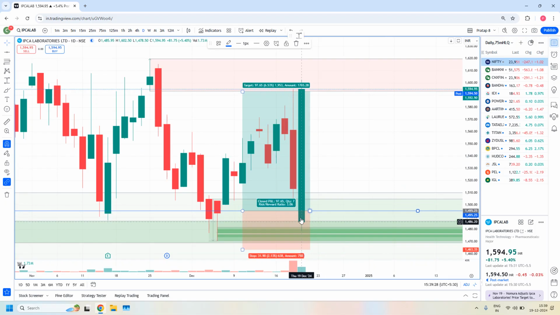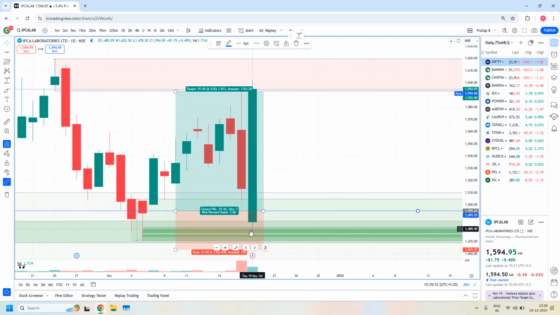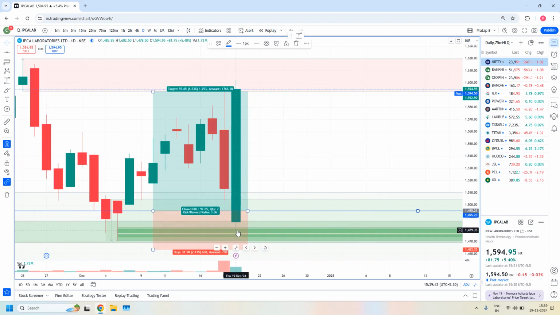So this is the area, and price actually entered into the horizon. Even it entered into the fine-tuned 5-minute zone. From there it picked up and then started moving. Definitely our trade will be executed here.